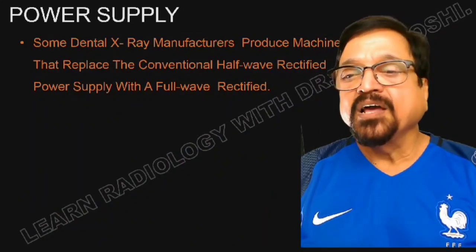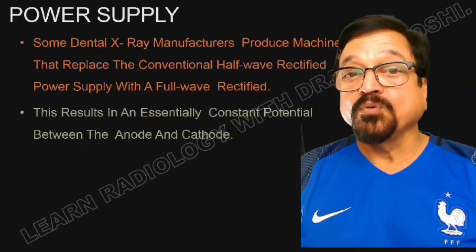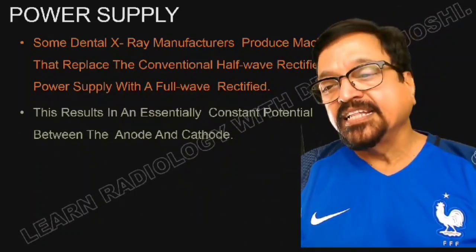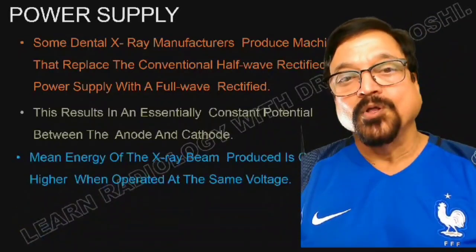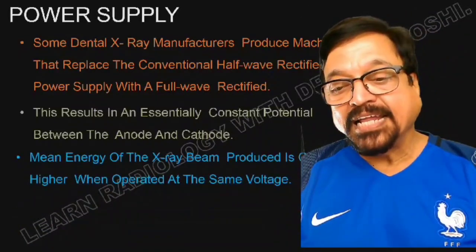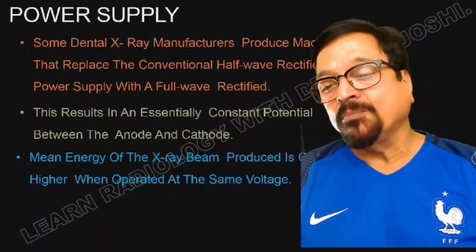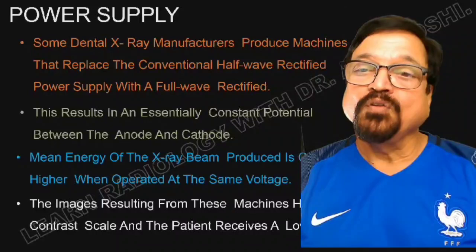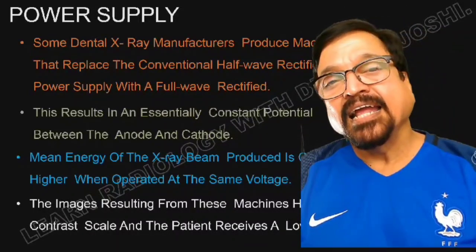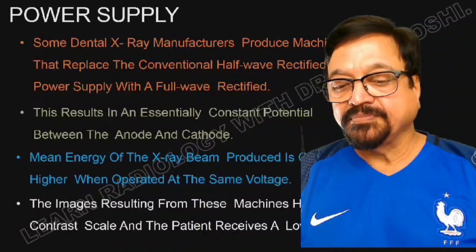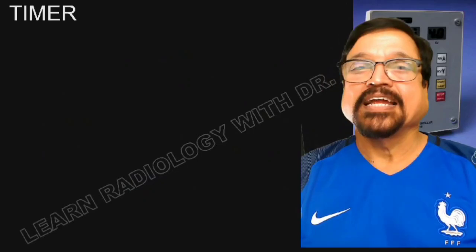Now some dental X-ray manufacturers produce machines that replace the conventional half wave rectifier power supply with full wave rectification. That is what we have discussed, because that is more efficient and gives more continuous X-rays. This will result in an essentially constant potential between the anode and cathode, so there will not be a gap. The energy of the X-ray beam produced is comparatively higher than when operated at the same voltage. So full wave rectification machines will give you better X-rays and a continuous X-ray flow.